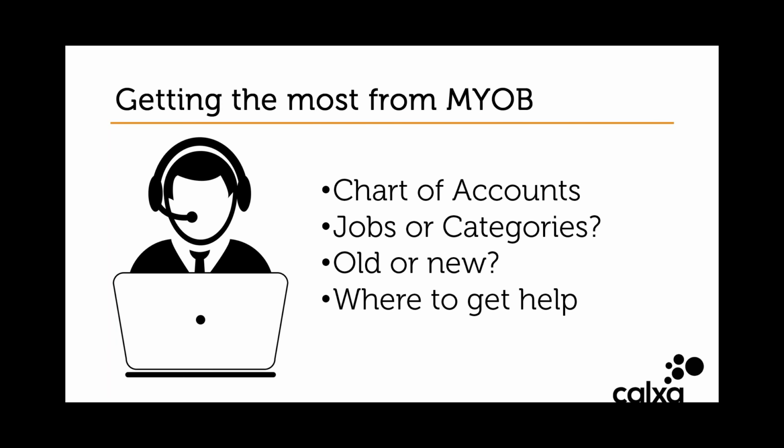Then, do you use jobs or categories? My general preference is to use jobs, and that's mainly because they're much more flexible, and you can have a hierarchy of jobs. So you can have jobs with sub-jobs under them and sub-jobs under those, which means that you can group them and summarize them when it comes to reporting. I know you can't do that in MYOB, but you can do it in Calxa.